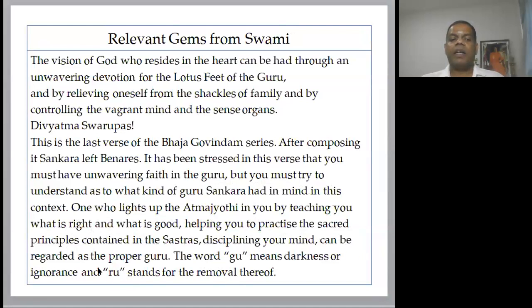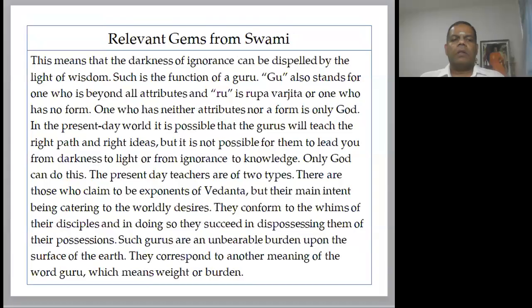Disciplining your mind can be regarded as the proper Guru. The word Gu means darkness or ignorance, and Ru stands for the removal thereof. This means that the darkness of ignorance can be dispelled by the light of wisdom. Such is the function of Guru.